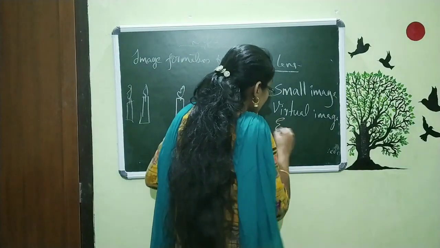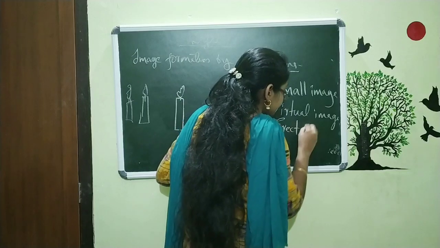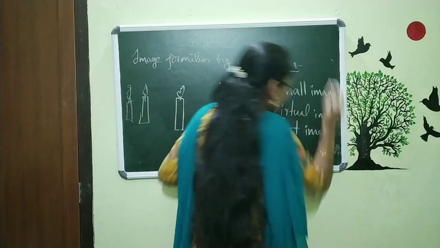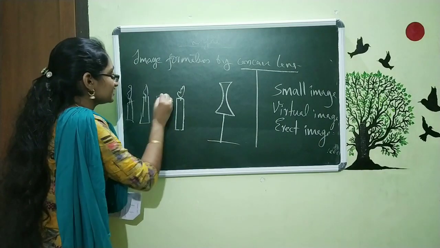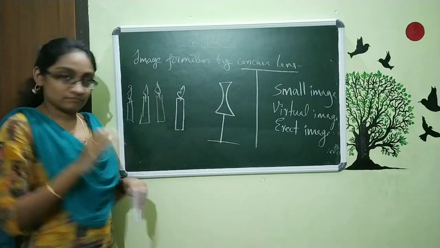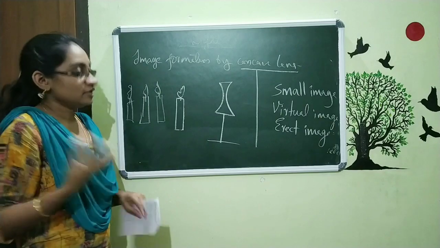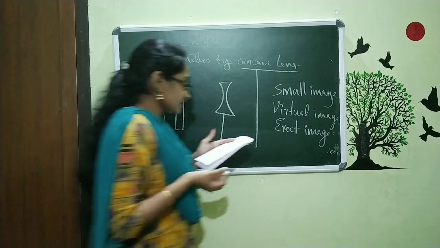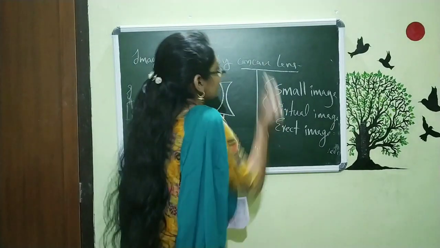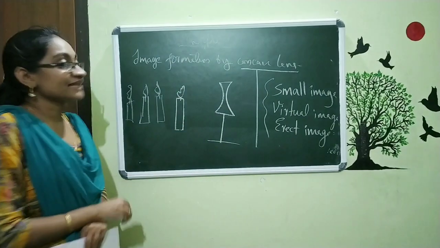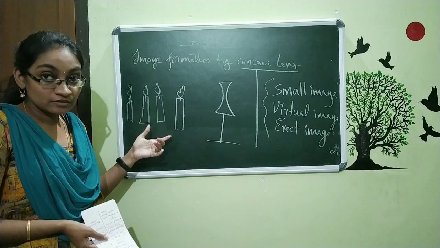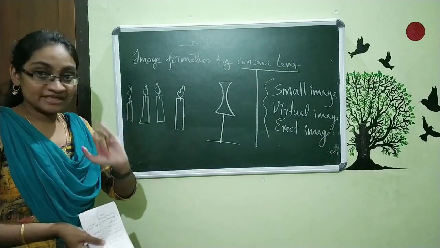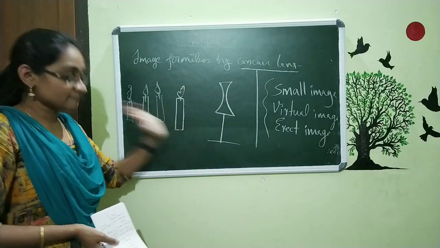And also here we get an erect image. Our object is like this and our image will be the same, erect, not inverted. So these are the peculiarities of the image formed from a concave lens. That means we can say the image is formed at the same side as our object. Object and image on the same side. That means the left side.